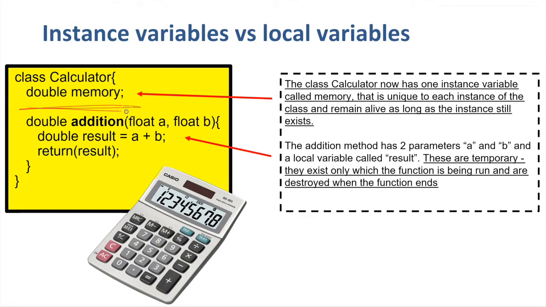Now this variable, you'll notice, is not a static variable. It's a non-static variable, which means that for each calculator that I create with this class, it will have a different memory, an individual memory. It also has one non-static function or method here, which adds together two numbers and returns the result.